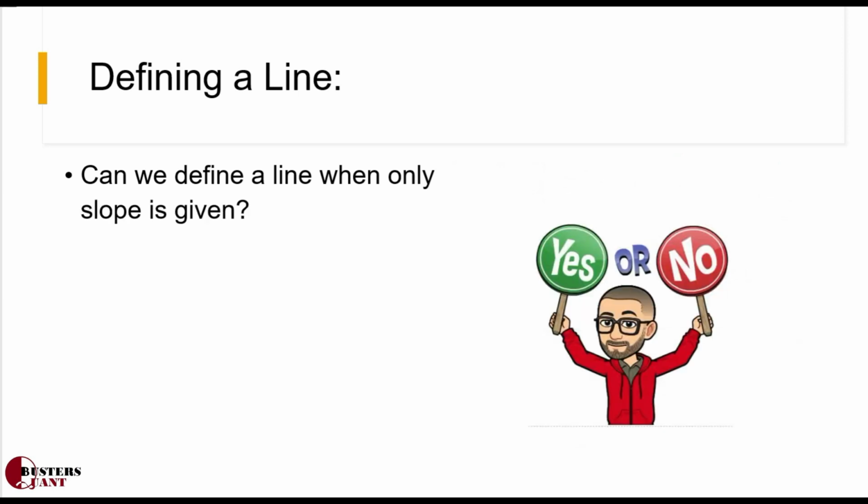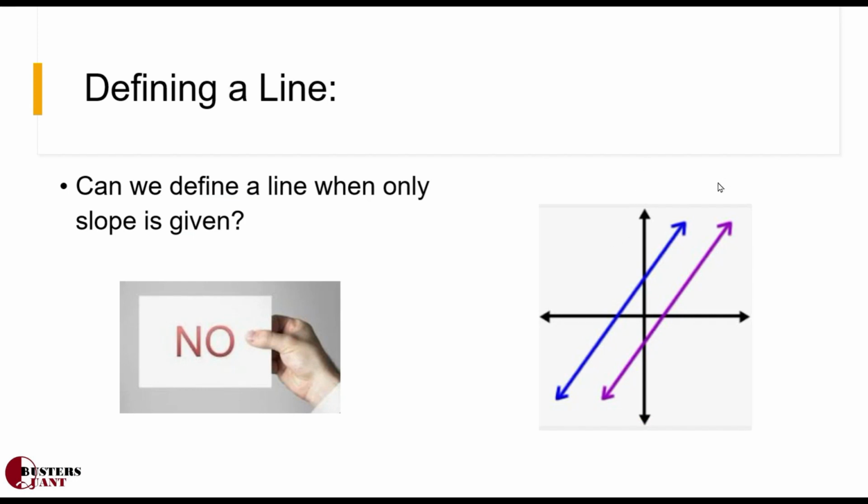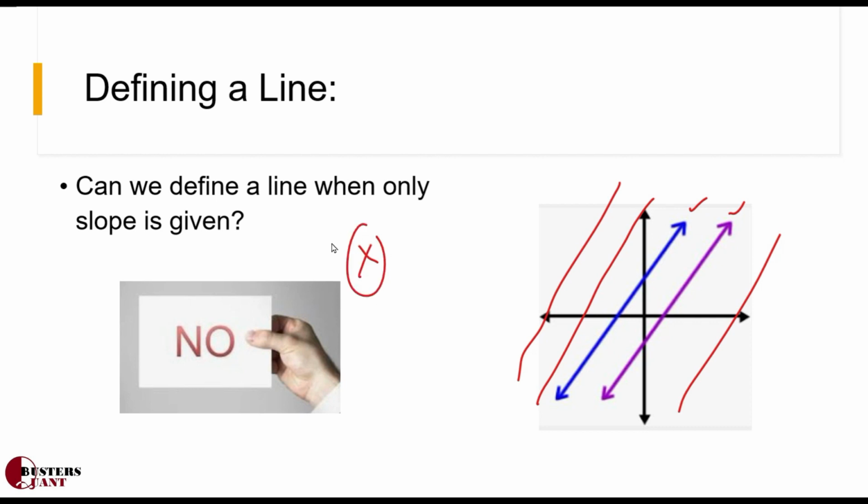Can we define a line when we know only the slope? Only the slope is given. Can you define a line? No, we cannot define a line, because suppose these two have the same slope. Both are equally inclined. Similarly, we can have an infinite number of lines with the same slope. So we are not able to define the line.